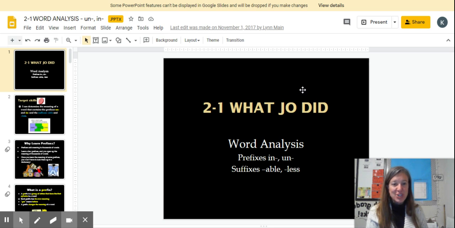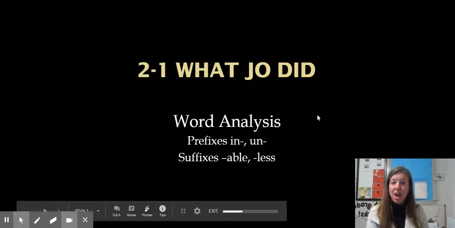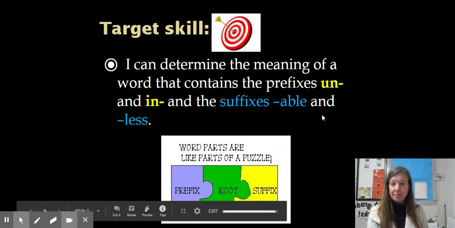All right, we're going to learn about the word analysis skill for this week. We have prefixes, word chunks added at the beginning of a word, like un or in, and then suffixes are word chunks added to the end of the word, such as able or less. So let's take a look at these and how they help you understand the meaning of a word.